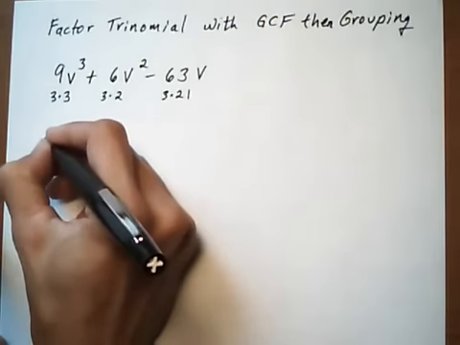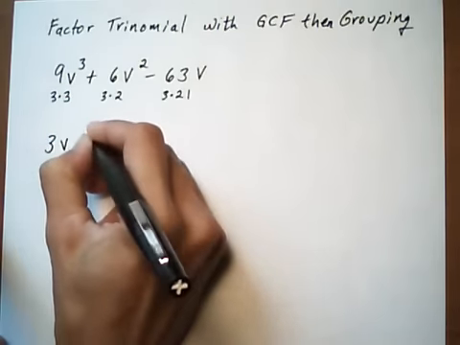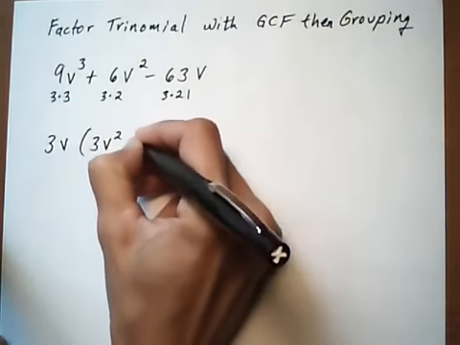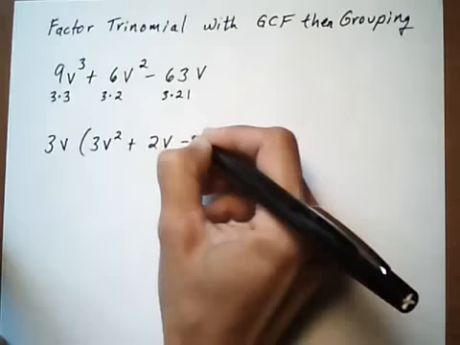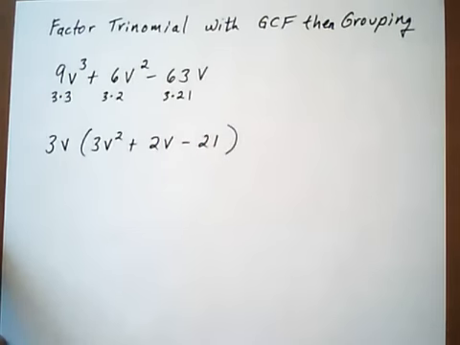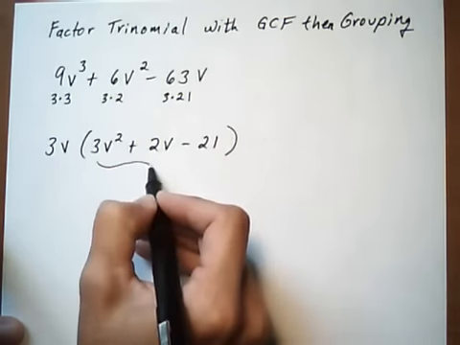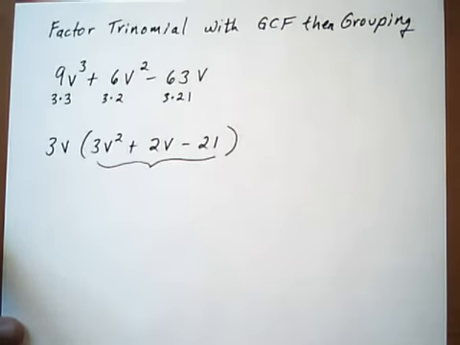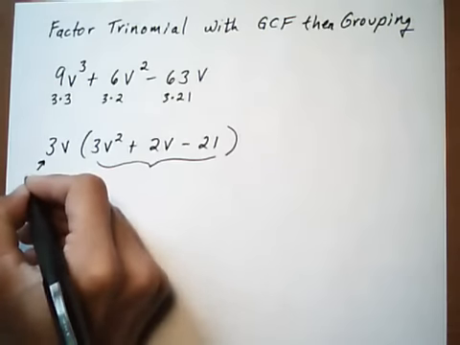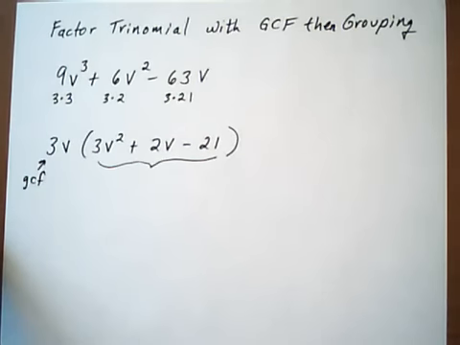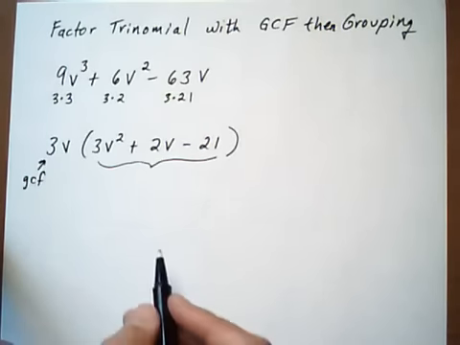So let's go ahead and take out the GCF, 3v, and then the leftovers are going to be 3v squared plus 2v, take away 21. Alright, so now that we've pulled out the GCF, we're just going to focus on factoring this trinomial here. And when we're done, we're going to stick this GCF onto the final answer and multiply it at the end. Alright, so 3v squared plus 2v minus 21.